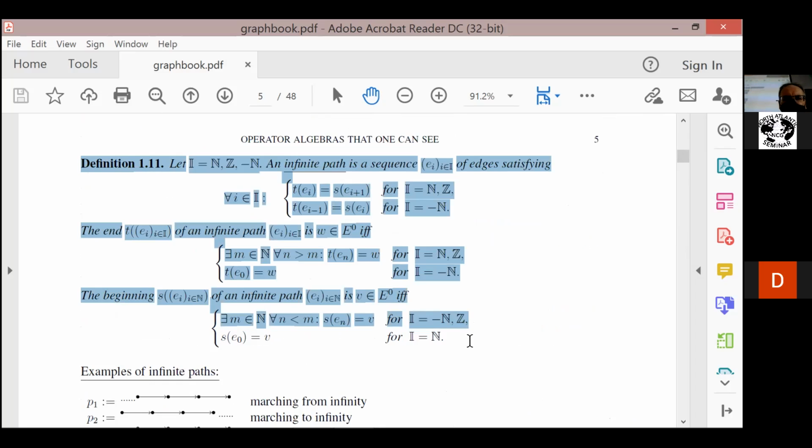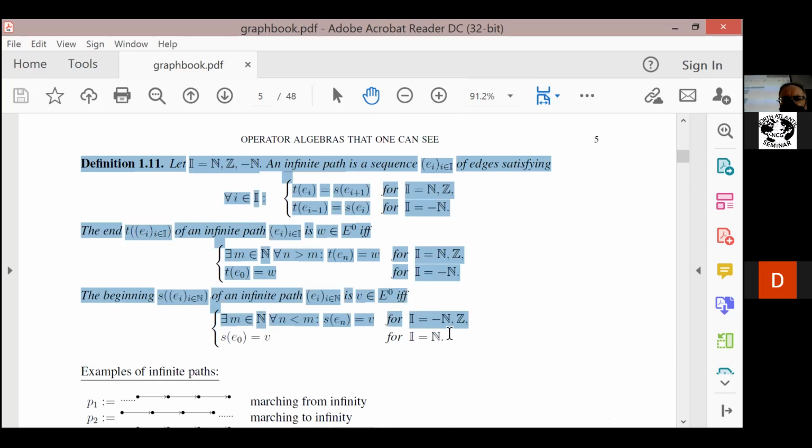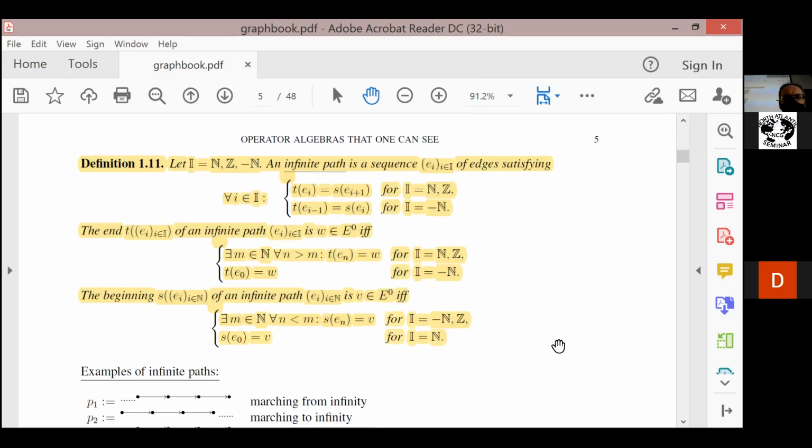Okay, so let me highlight it. All right, so we decided to have infinite paths going left, going right, or going in both directions. So they can be infinite in three ways. We define an infinite path as a sequence, but the sequence can be labeled either by natural numbers, and this is the usual sequence as you remember from school. You can label them by the integers, and then this is a sequence going to plus and minus infinity. And then you can also choose your indexing set to be minus natural numbers, so then you go from 0 to minus infinity.